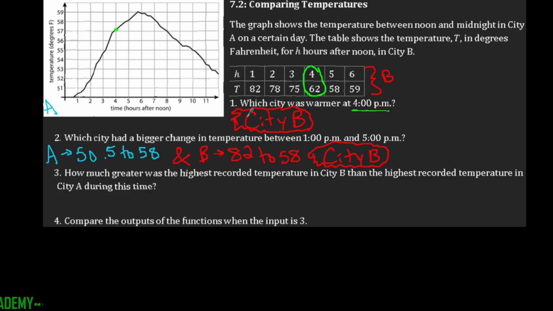Okay. And for number 3, it says how much greater was the highest recorded temperature in city B than the highest recorded temperature in city A during this time.